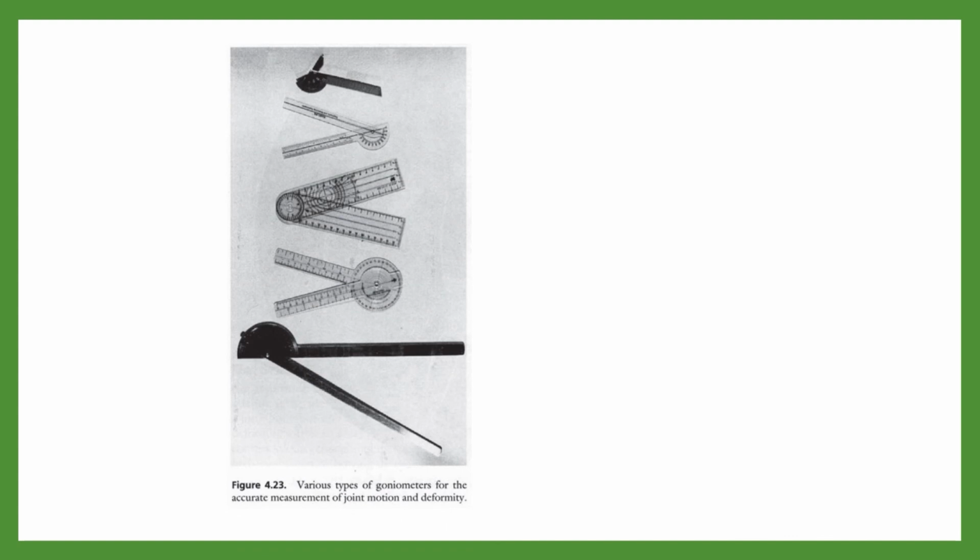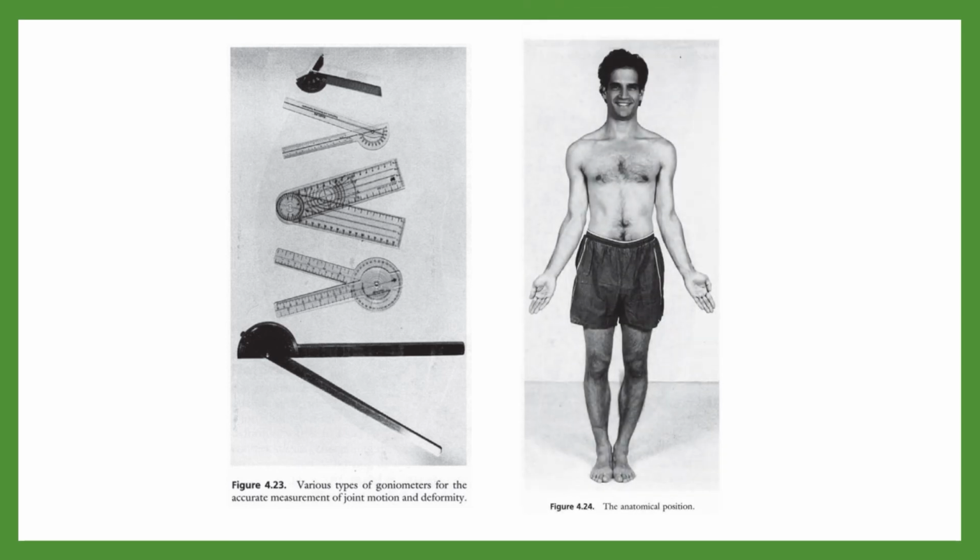These are various types of goniometers for the accurate measurement of joint motion and deformity. And this is the anatomical position of a normal person.